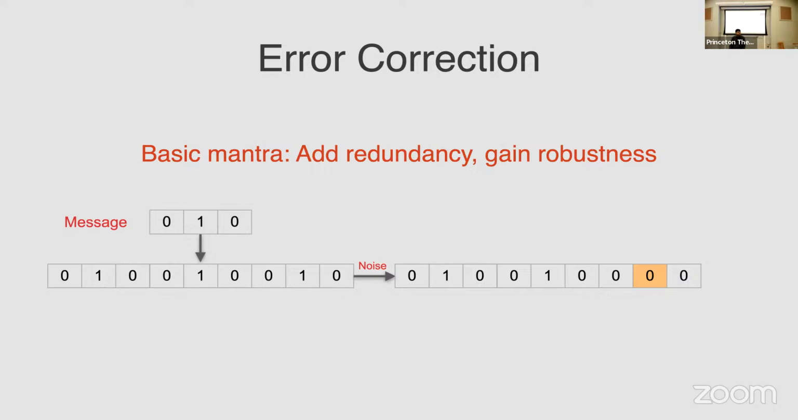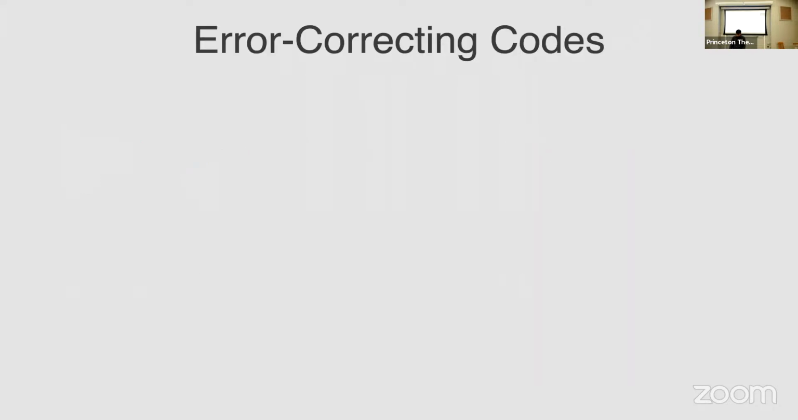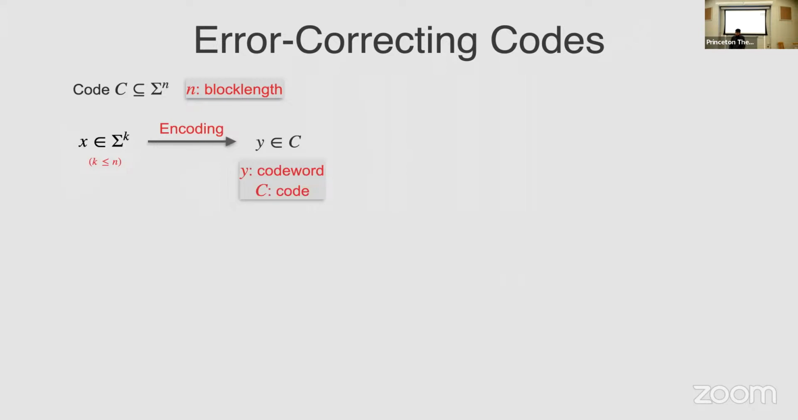Okay, let's formalize this mathematically a bit. An error correcting code is just a subset of sigma to the n, where sigma is some finite alphabet. So the code can be seen as a collection of n-length strings. How is this code used? Let's say we have a k-length string. Think of k as being smaller than n. Then this k-length string is encoded to an n-length string, let's say y.